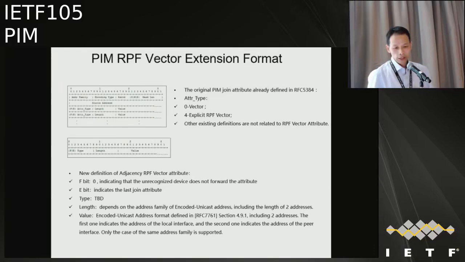Currently, attribute type 0 and attribute type 4 are defined as the PIM vector used in our presentation. We propose a new PIM vector attribute, where the F bit will be 0. The E bit will indicate the last join attribute. The value is the unicast address of the directly connected neighbor, and the type tells the router not to use the normal RPF interface, but to use the interface indicated by this vector.